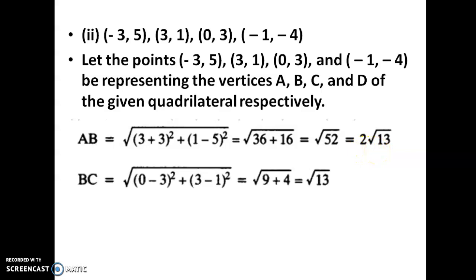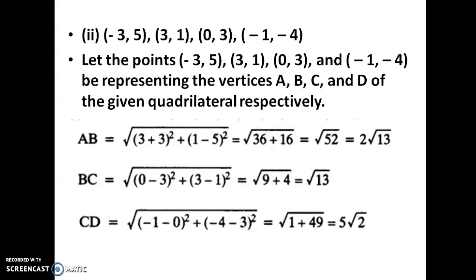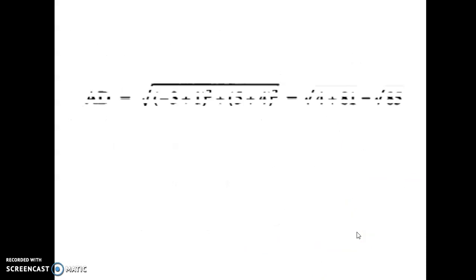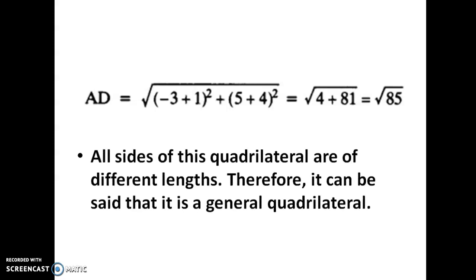Then BC is root 13. Root 13 you can't simplify anymore. 13 is already a prime number, so you can't simplify anymore. Then for CD you get 5 root 2. Then AD, the AD value is root of 85. What you observe is all the sides of the quadrilateral are of different lengths. So it's a general quadrilateral.